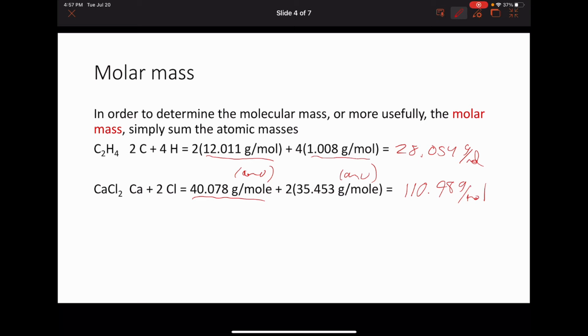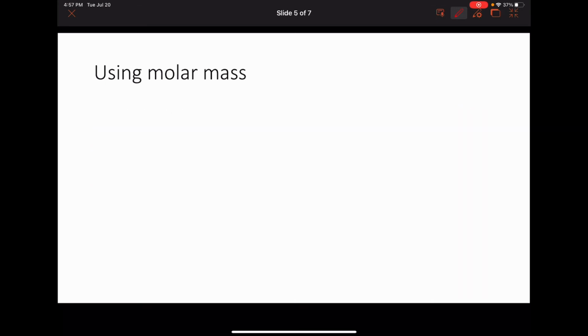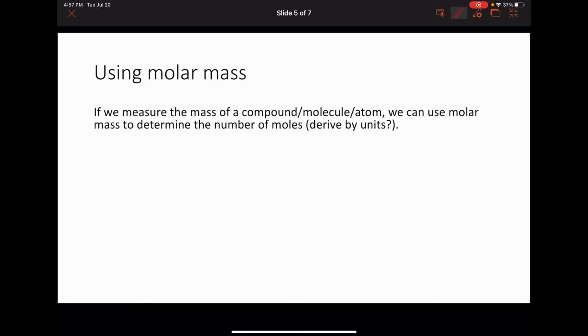And so those would be your molar masses. So you could take any formula and the periodic table and figure out the molar mass. What does the molar mass get you? Well, let's say we go into the lab, we have some calcium chloride. We can't measure moles of the calcium chloride. What we can measure on a balance is grams or mass. So we can use these grams to figure out how many moles. So if we wanted to know moles for a chemical reaction, we would need to do that.